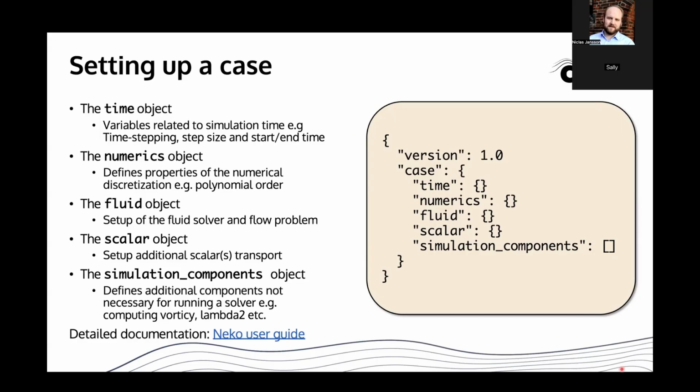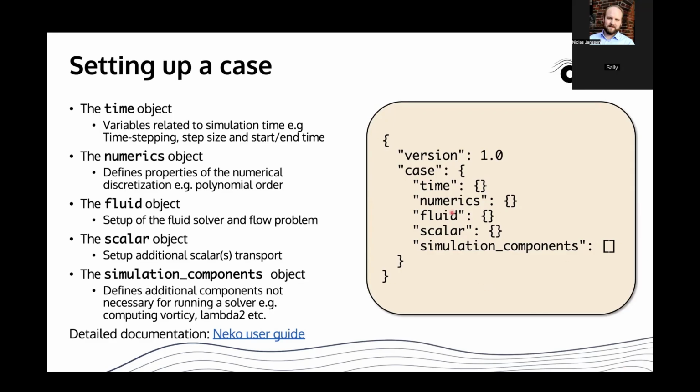Instead, we focus on the case file, how you define a simulation in Neko. This is done with a JSON file. And the first entry, the version, is just so that we are keeping track of the version of the Neko JSON description that we have.